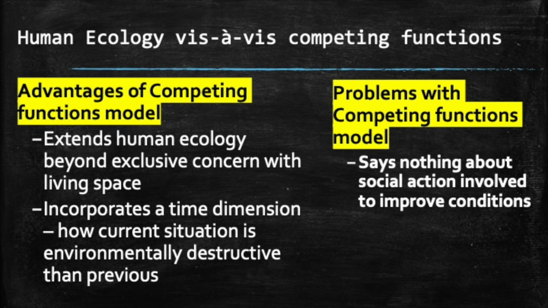So, in that sense, Dunlap and Catton's competing functions of environment provides an advanced model to understand the basic relationship between human society and nature, and it also provides an advanced model to understand environmental degradation. Secondly, their model also incorporates a time dimension. It tells us that if you want to understand environmental degradation, we need to see it over a period of time.